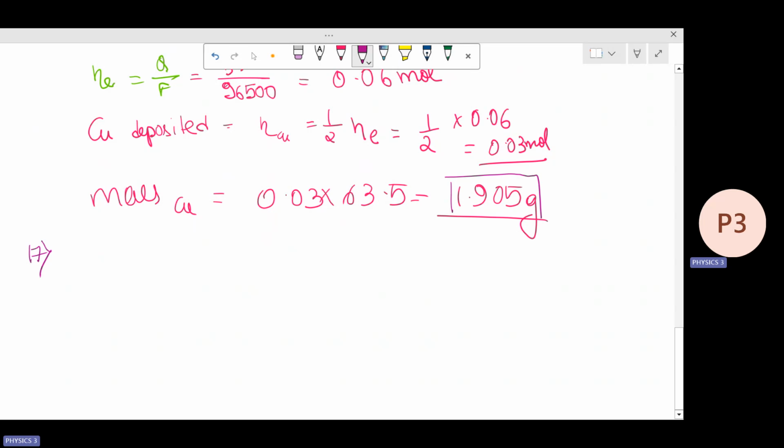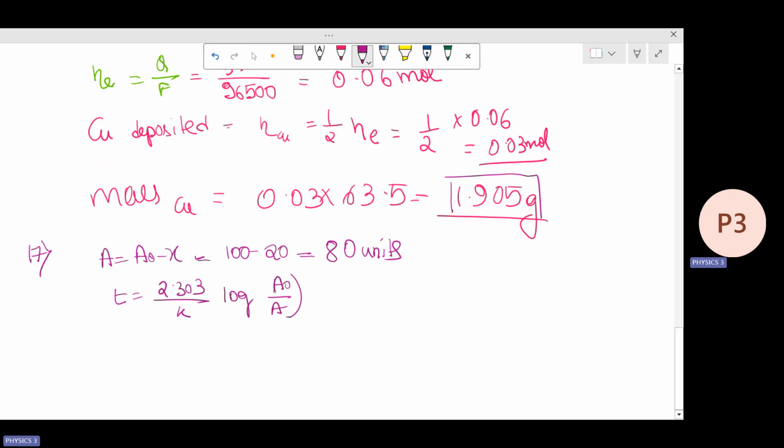And in case of question number 17, the rate constant of a chemical reaction is asked, with the time required for the completion of 20%. In this case, we have to use the formula A equals to A naught minus X, which is 100 minus 20. As soon as we do 100 minus 20, we get 80 units. Therefore, we know that time is equals to 2.303 by K log of A naught by A. That will give us K. If you solve this, you are going to get 10 to the minus 2 per second.